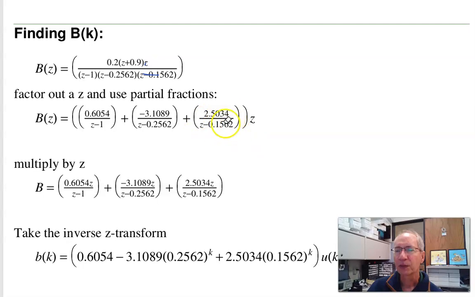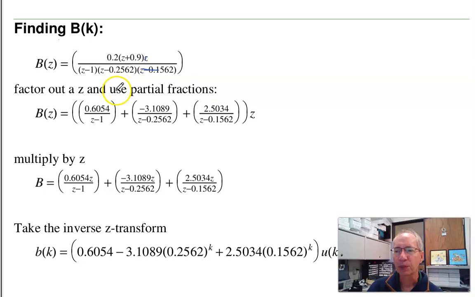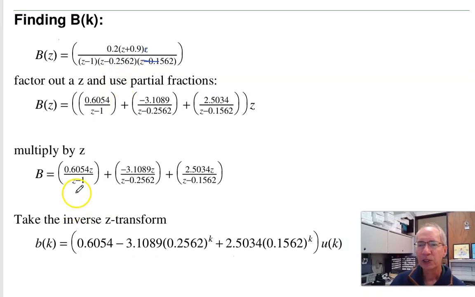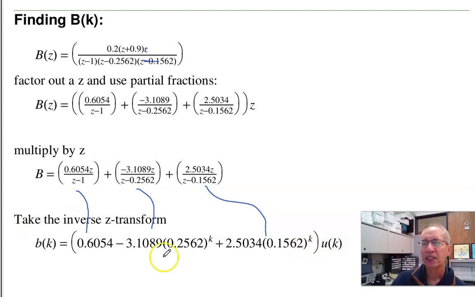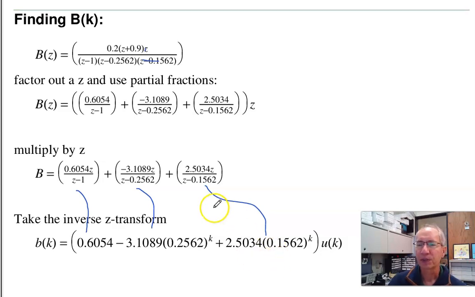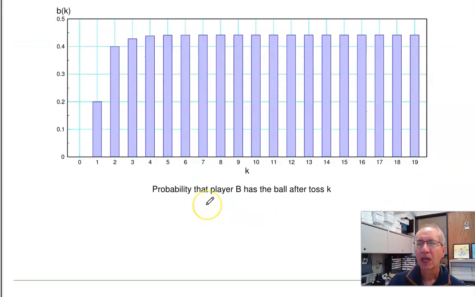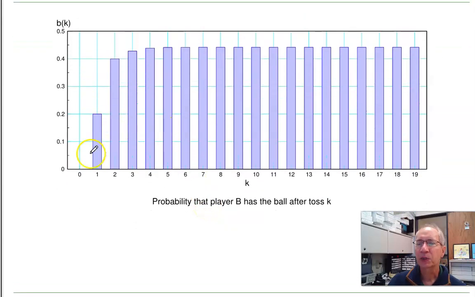I get 2.54. Multiply through by z, take the inverse z transform, and here's u of k: 0.6 times (1 minus 3.1 times 0.25 to the k plus 2.5 times 0.15 to the k). That's the equation for B having the ball after k tosses, found using z transforms. And either way you do it, this is what you get.